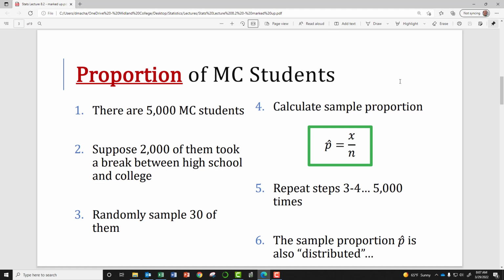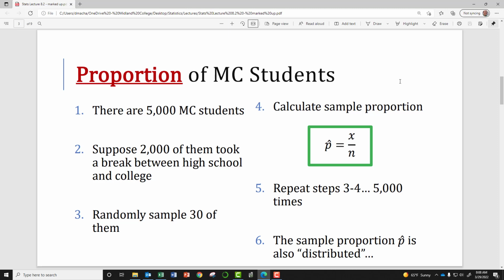And then if we want to really see that this statistic, this descriptive statistic, the sample proportion that we're calculating, is actually distributed, we might repeat steps 3 and 4. We might take another random sample of 30 students and calculate the same sample proportion again. But you know that depending on which 30 students you randomly pick, you're going to get a different sample proportion. You won't get the same sample proportion every single time, but it will always be just a little bit different depending on which students you choose.